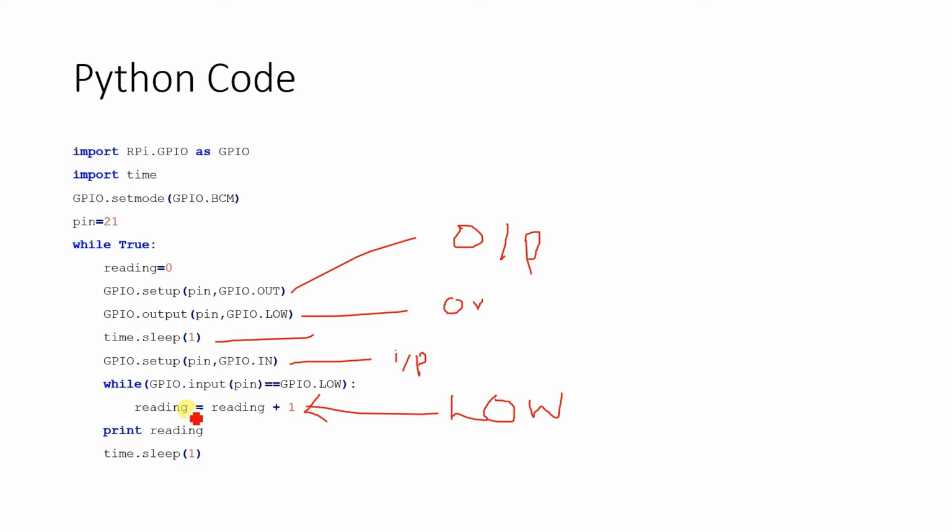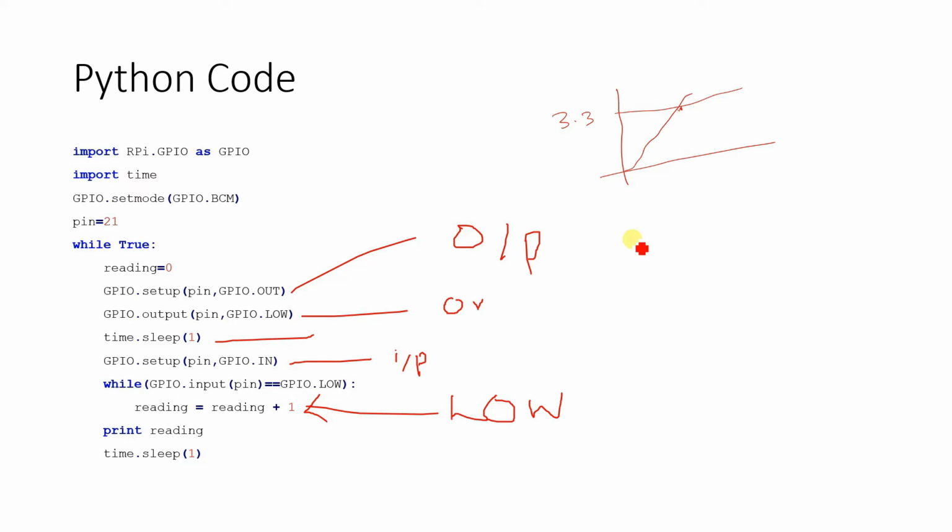And the pin becomes 1 whenever the capacitor is charged. At this point, when the capacitor charge becomes 3.3 volt, this particular while loop will be broken. And then we print the reading onto the terminal, and then we again wait for 1 second before repeating the entire loop.